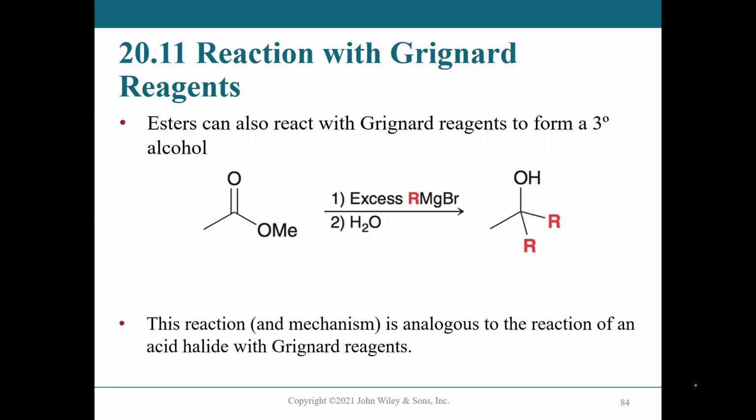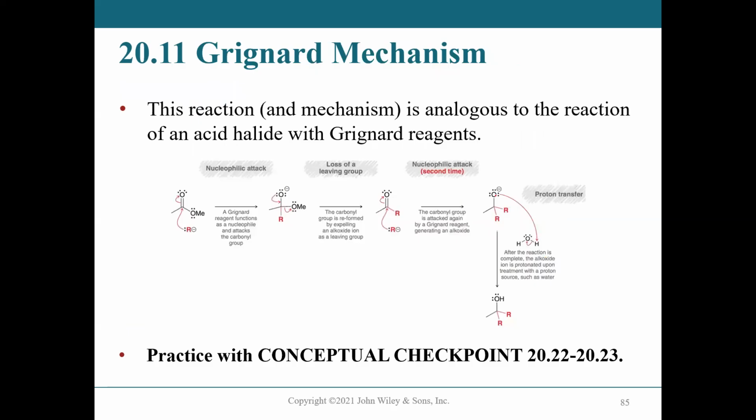Esters can also react with Grignard reagents to form a tertiary alcohol. And we can see that right here. They show that in mechanism 20.10, which is on page 931. This reaction is analogous to the reaction of an acid halide with Grignard reagents. We have a nucleophilic attack followed by the loss of a leaving group, a second nucleophilic attack followed by a proton transfer.